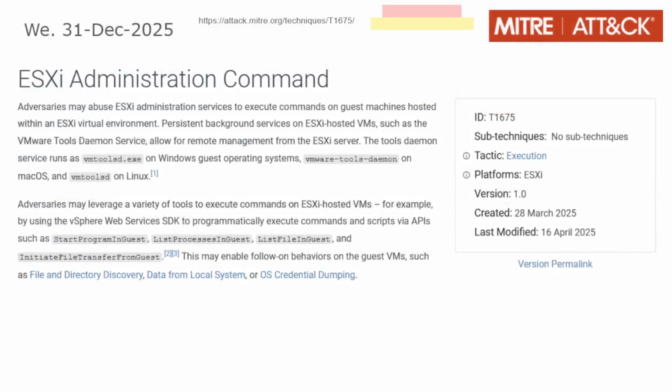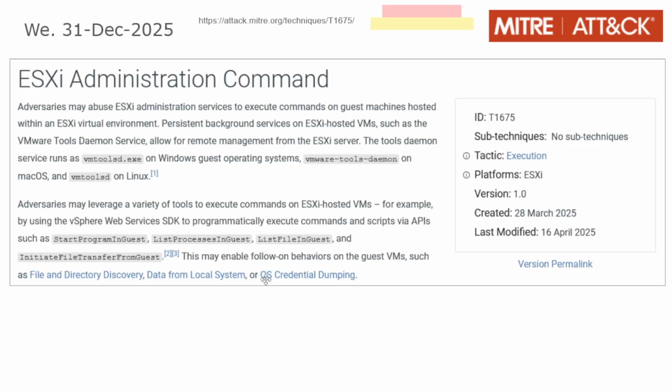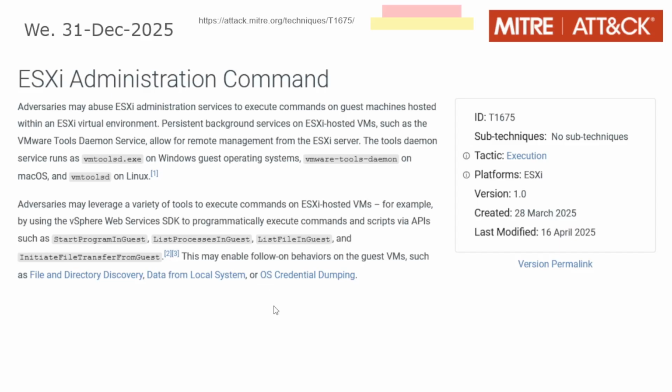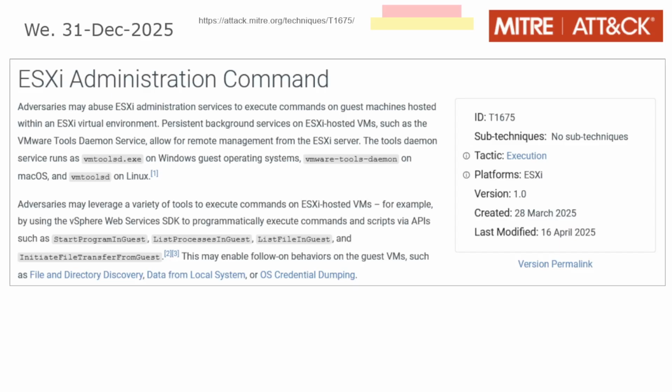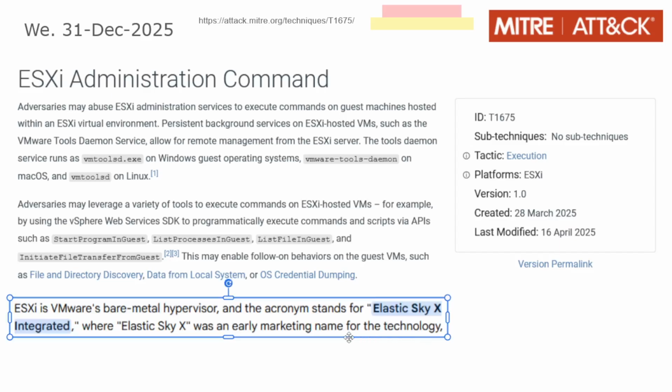Let's go to reading mode here and just read a little bit together and try to get a better understanding of what is ESXi, how do attackers use it, and this is one specific attack vector, but nonetheless it gave me a good idea of why ESXi is such an important topic. So first of all, I didn't know what ESXi even stands for. So let me put that as well.